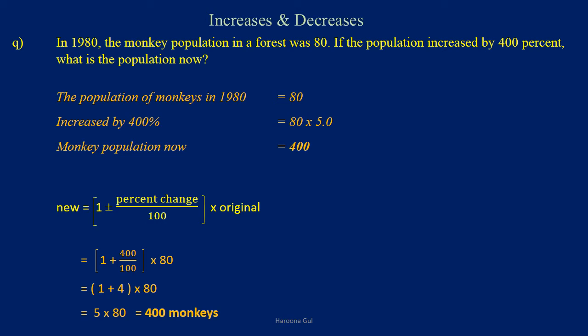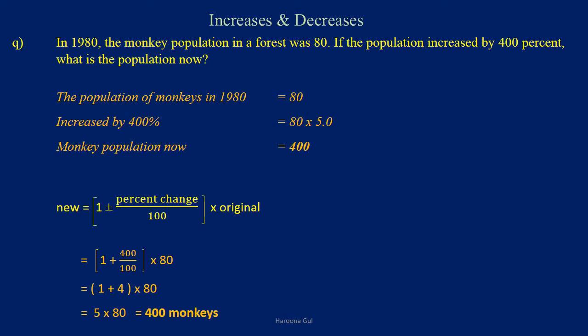with the population, and since the percentage increase is 400, and 400% means 400 over 100, which gives us 4, and increase means adding 1. So 4 plus 1 means 5, and 80 times 5 gives us 400. That is the population of monkeys now.